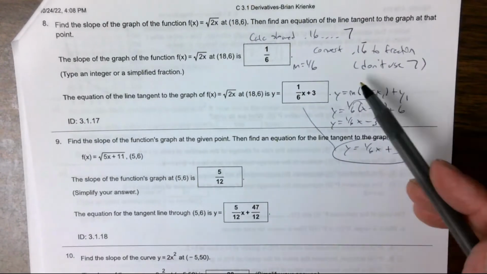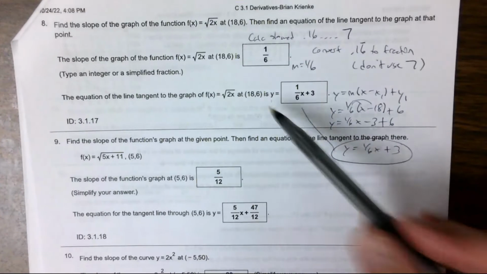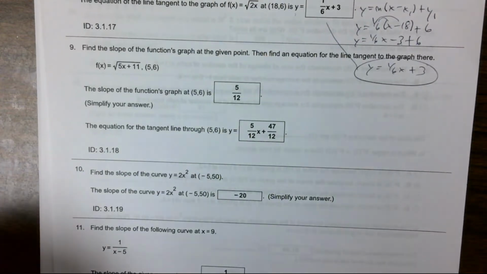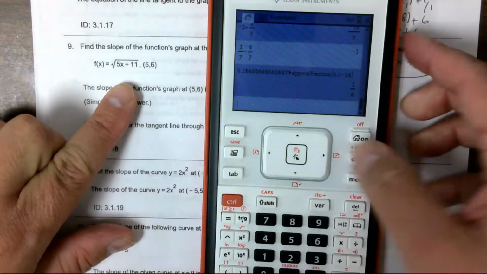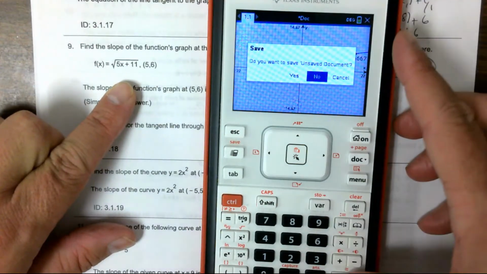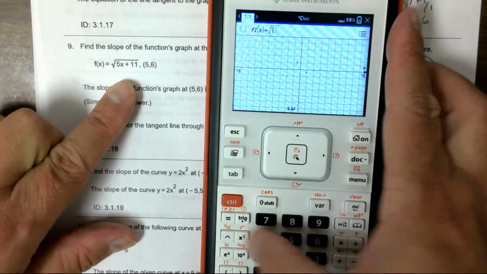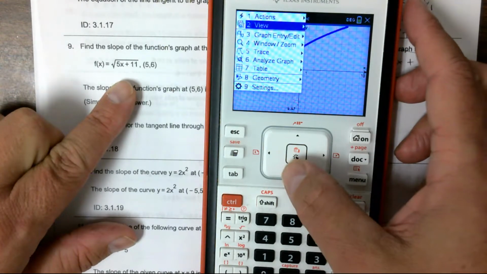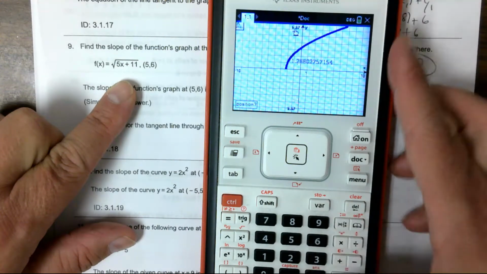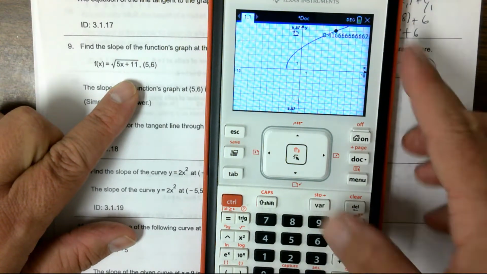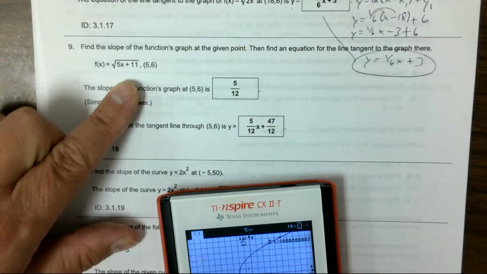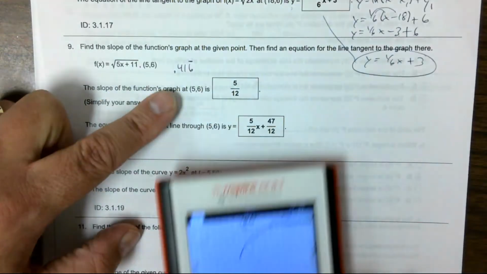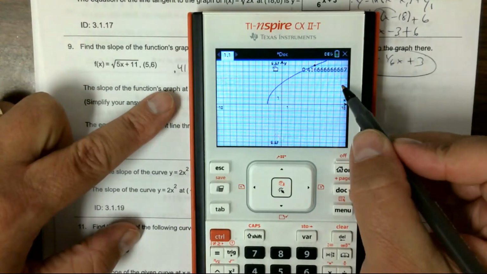Looks like on most of these, they already have the y equals given for you. Just be careful. On this one, we now have the square root of 5x plus 11. Menu analyze dy dx, push 5. So this is 0.416 repeat. Just repeating the 6. Again, notice there's a 7 in the back.